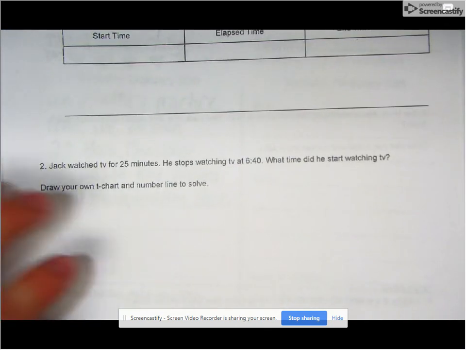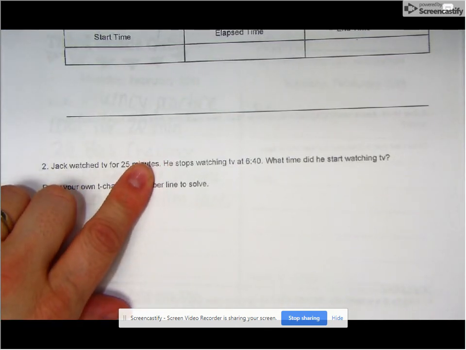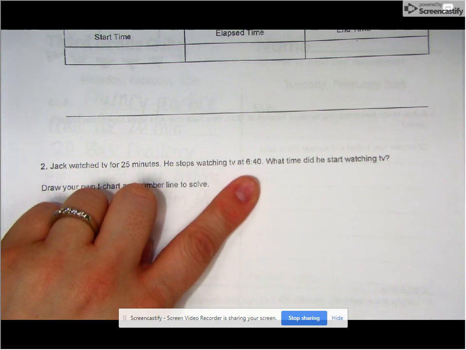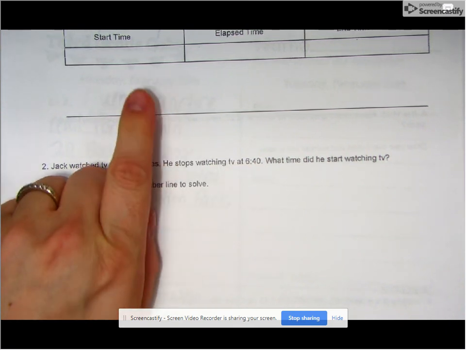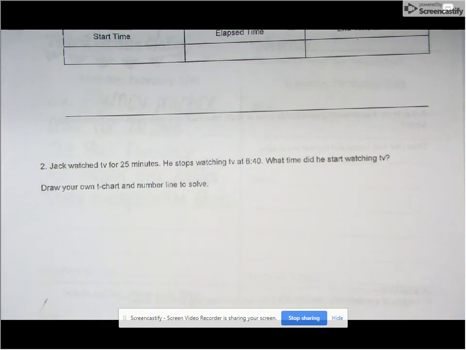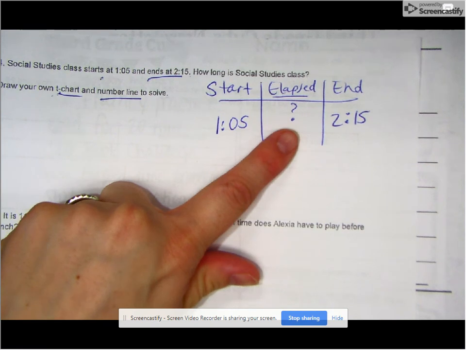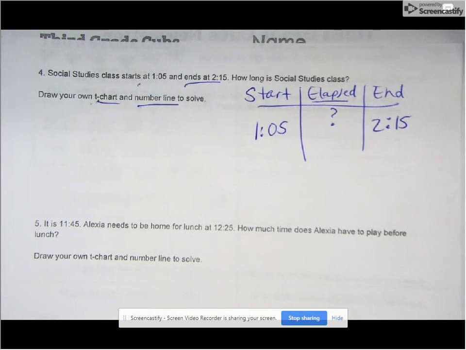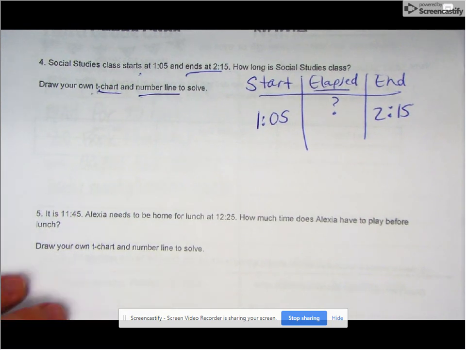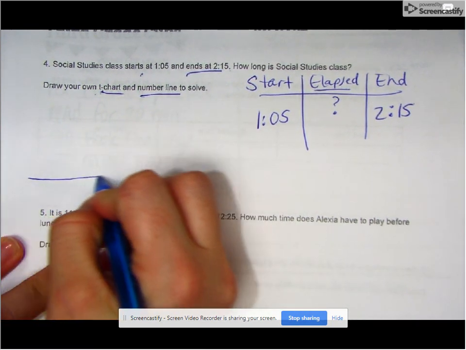The second one, we know the elapsed time is 25 minutes, and we stop watching TV at 6:40. So they know the end time and the elapsed time. They don't know the start time. So there's just different types of problems. But these three on the back where you're missing the elapsed time, these are the trickiest. So after they figure out what they're missing, the start, elapsed, or end time, I draw my number line.